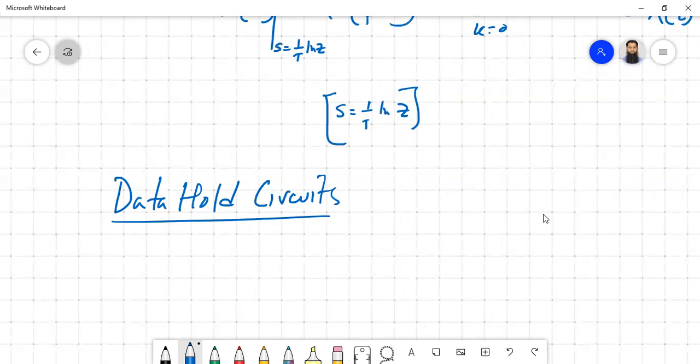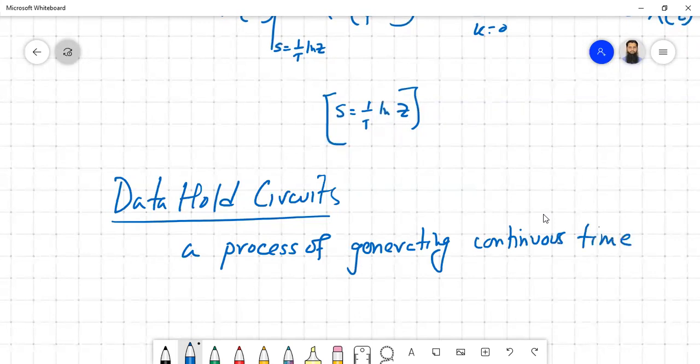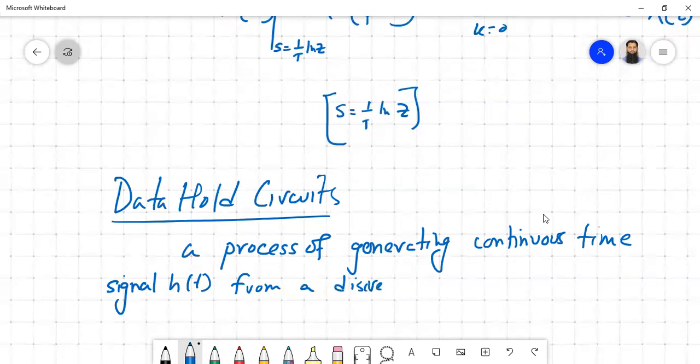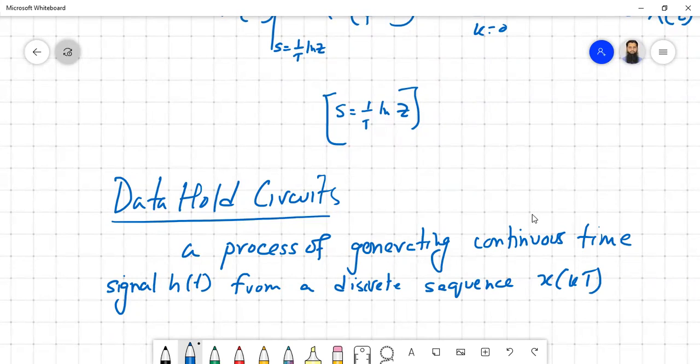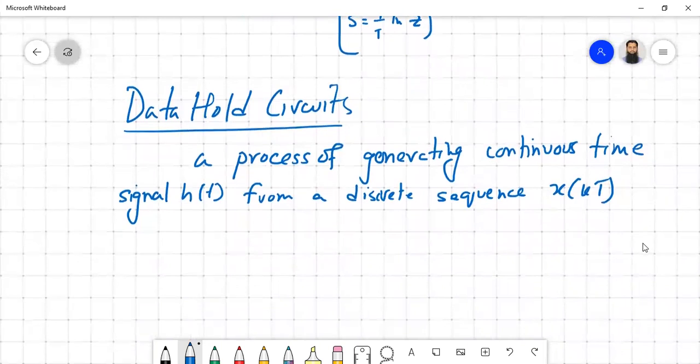So the definition is: a process of generating a continuous time signal, say h(t), from a discrete sequence that is obtained from your computer, maybe x(kT). So if we have the sequence and want to drive the plant with a continuous time signal, the data hold is basically the process of generating that continuous time signal based on that discrete sequence.